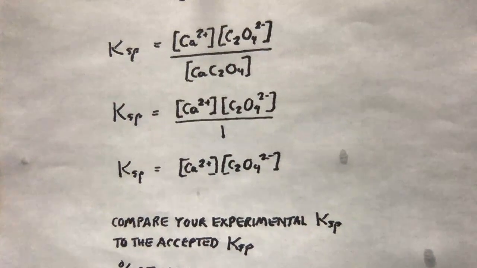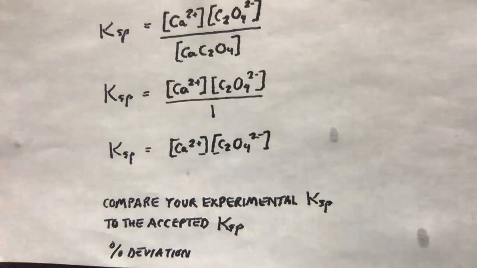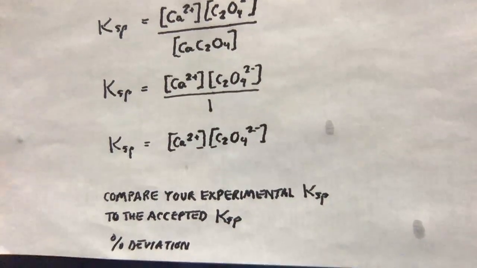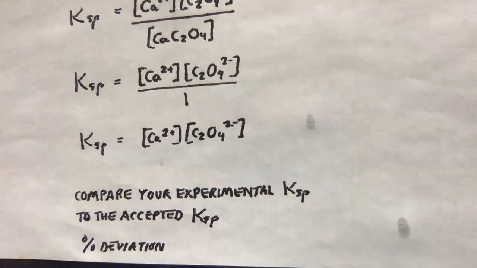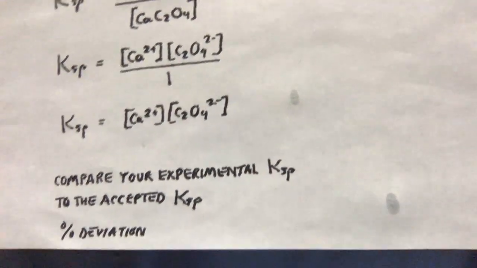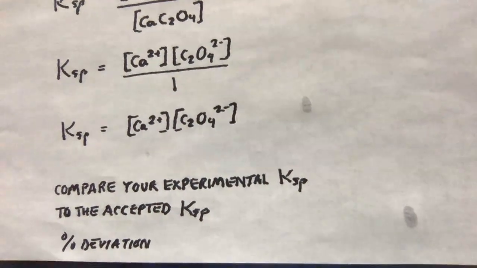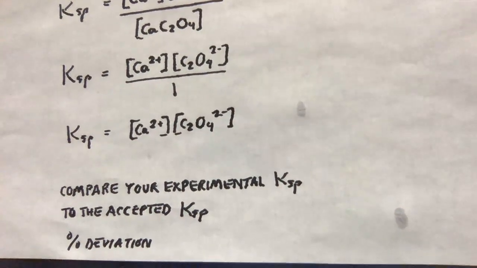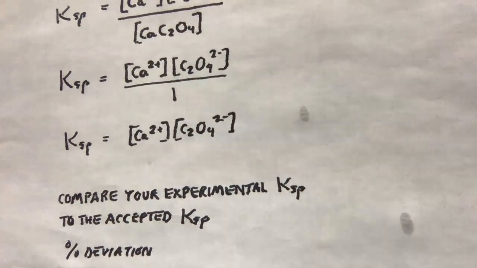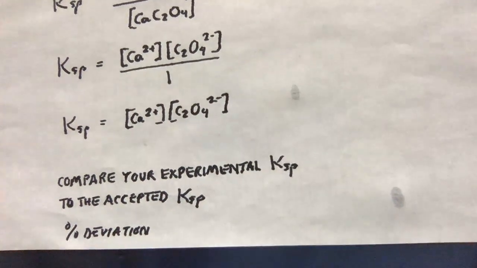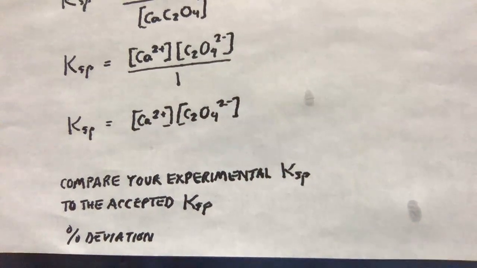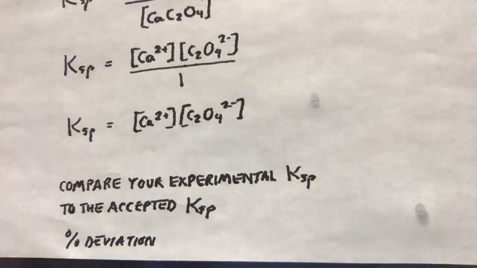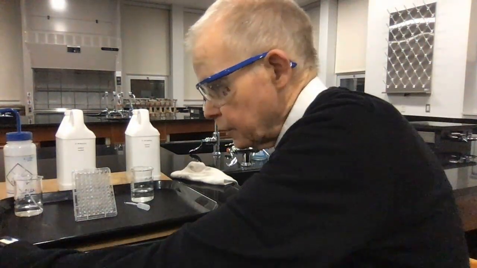So once you do the math on that and multiply those two concentrations, you'll get a KSP value that's based on your experiment. And then what you want to do is compare that experimental KSP to the accepted KSP, which you'll have to look up. You might be able to find it in our book, or you might have to actually just look online. And then from that, figure out what's the percent of deviation of the accepted value from our experimental value. And that kind of gives you a little idea how this lab would be done.